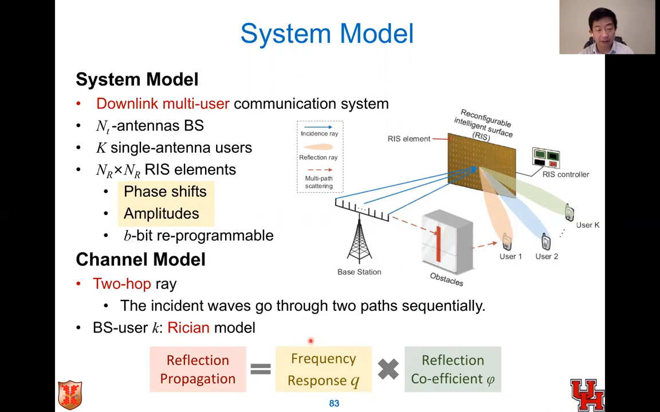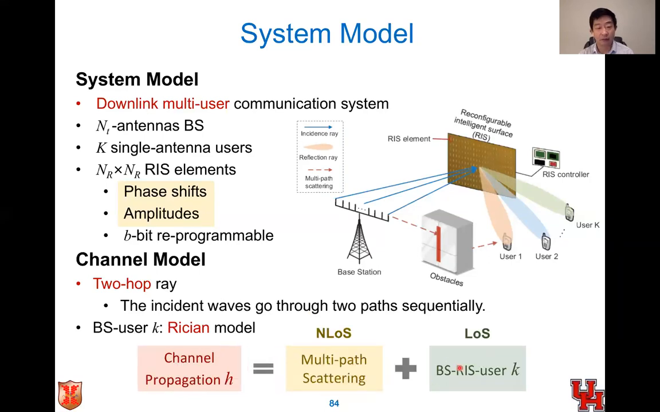Basically, it is equal to the reflection propagation, which can be controlled by the frequency and the reflector. So we have line of sight and non-line of sight. The non-line of sight is basically scattering around, and the line of sight is controlled by the beamforming in the base station as well as the RIS control here. So the key question is how we could jointly control the digital beamforming in the base station and the so-called analog beamforming in the RIS so as to serve multiple users. So this is the overall problem formulation.